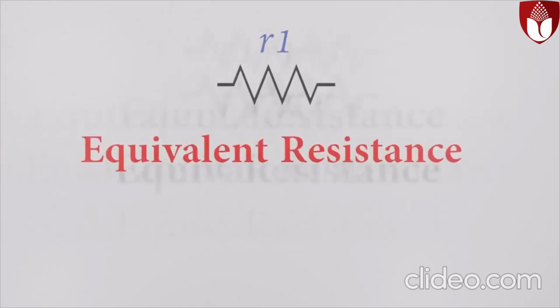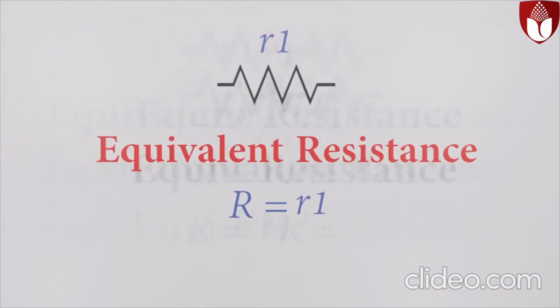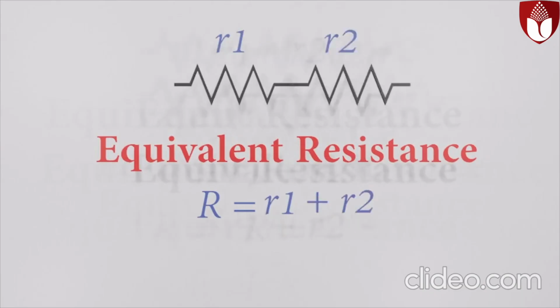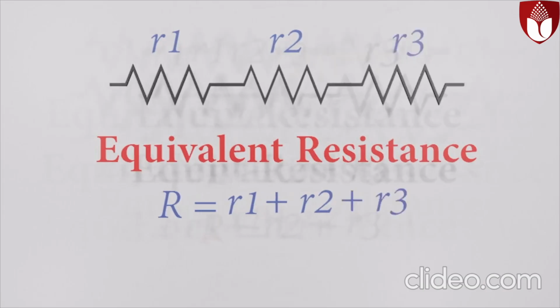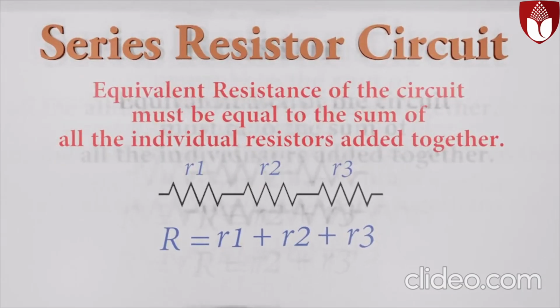This is the symbol of a resistor. The total resistance is now R1. If we add another resistor that has R2 resistance, the total resistance becomes R1 plus R2. Let's add another resistor R3 in series. The total resistance increases further. Now the total resistance is R1 plus R2 plus R3. So in general, the total resistance of series resistors is equal to the sum of the individual resistances.